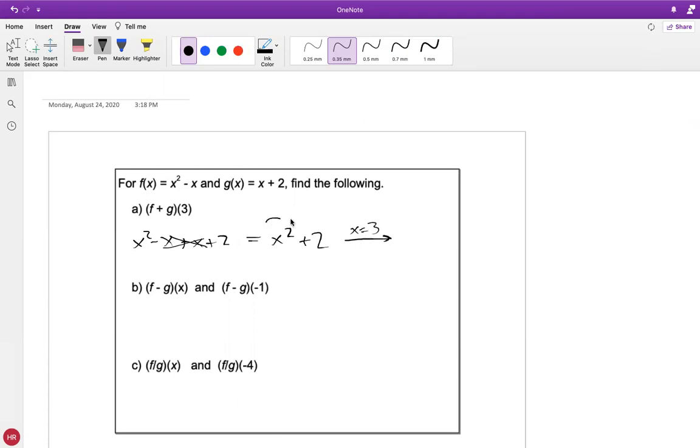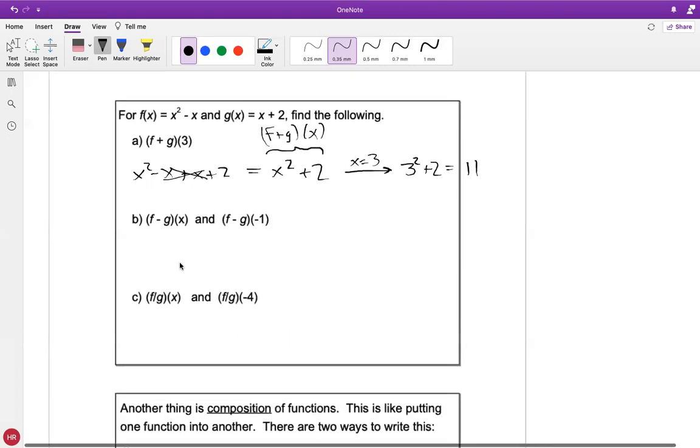So just so we are all keeping track, this is f plus g of x right here. This is the two functions added together with an x still in it. But I want x equal to 3, and so I get 3 squared plus 2, which is 11. That's the same as the first problem that we did, but that's just a coincidence.